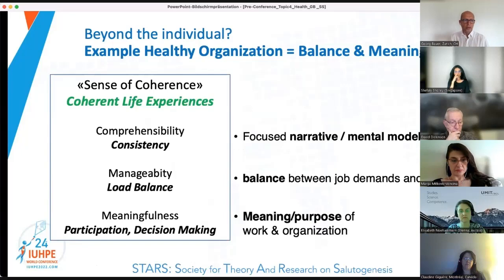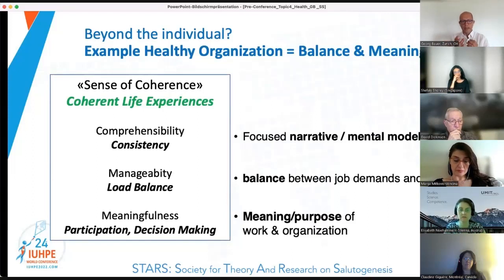Now I promised also to apply that to a healthy organization. We have been doing intervention research in organizations, particularly around psychosocial working conditions, for a long time. And we found when we really want to create this kind of coherent life experience in companies, in work sites, then we need to have a very consistent story, a nice, plausible, clear narrative for employees, what we want to achieve together with employees to improve the working situation.